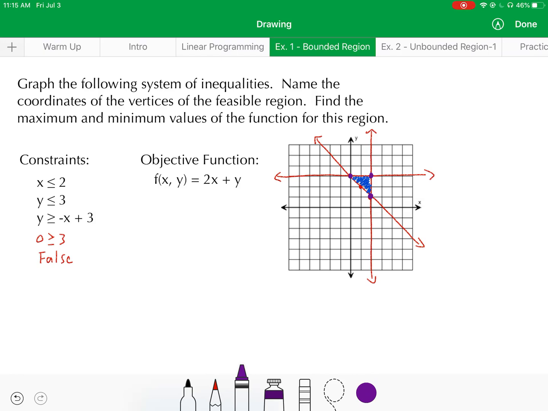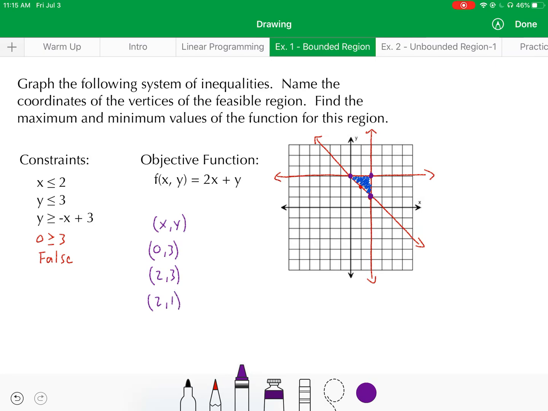There are three vertices. Let's list them out as ordered pairs. The first is the point (0, 3). Then you have (2, 3). And then you have (2, 1).